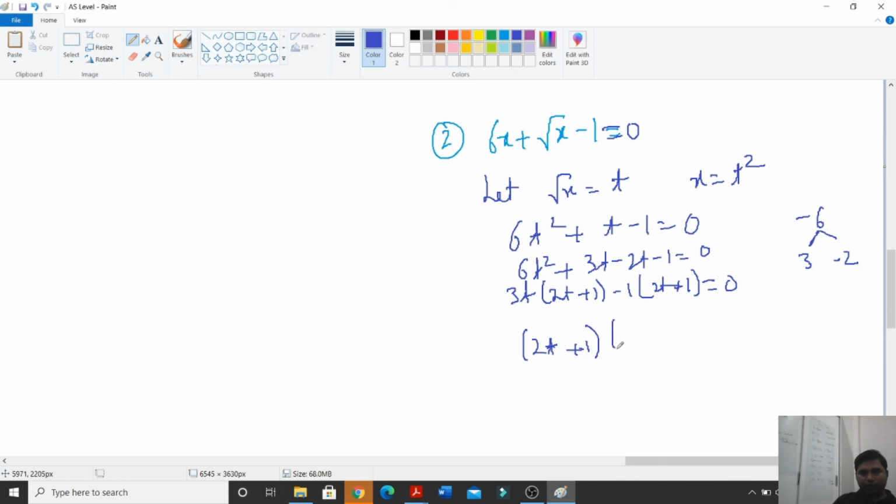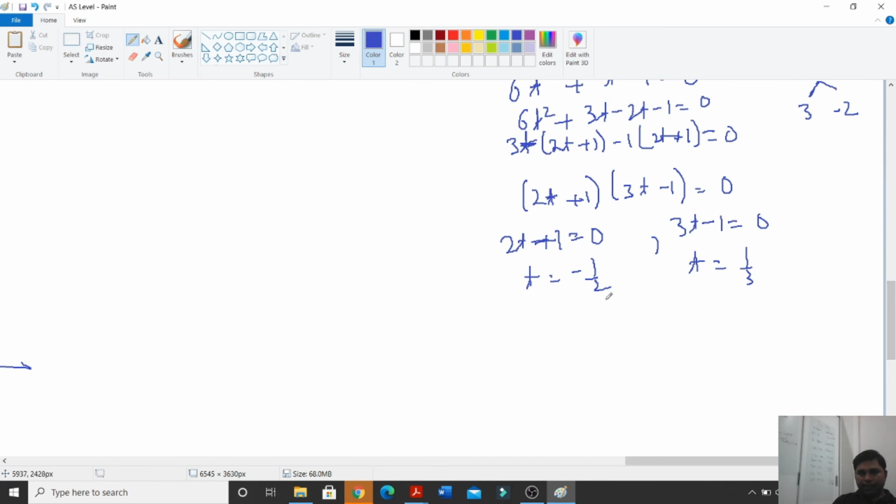So 2t plus 1 and 3t minus 1 equals 0. So 2t plus 1 equals 0 or 3t minus 1 equals 0. From here you will get t is equal to minus 1 over 2, and from here t is equal to 1 over 3. T is minus 1 over 2, that means root x is minus 1 over 2. Square root of x is equal to minus 1 over 2, and from the other we get square root of x equals 1 over 3.